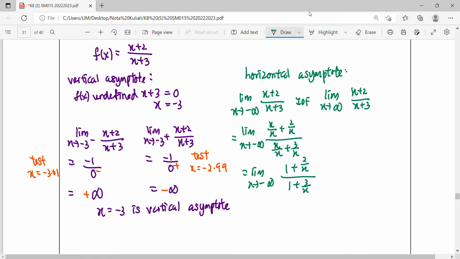Then only we can start evaluating our limit. When x is infinity, this is 0. 3 over infinity is 0. So the answer is 1.